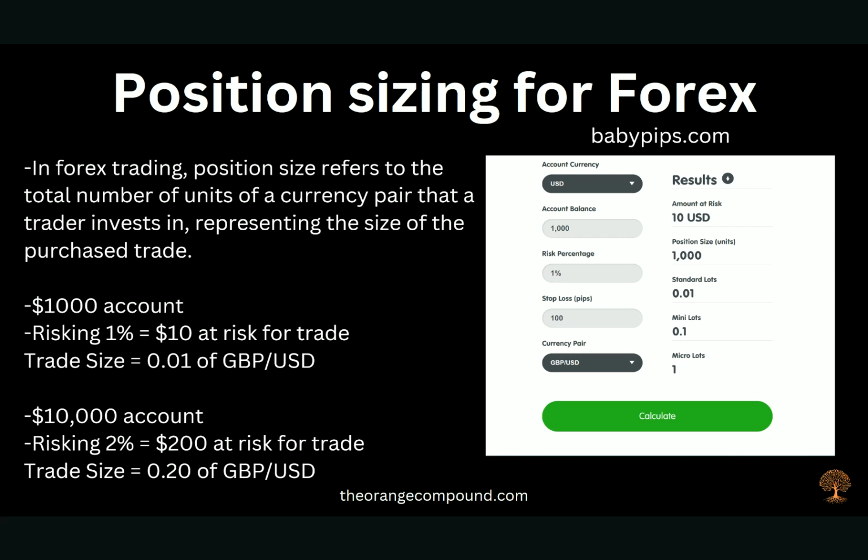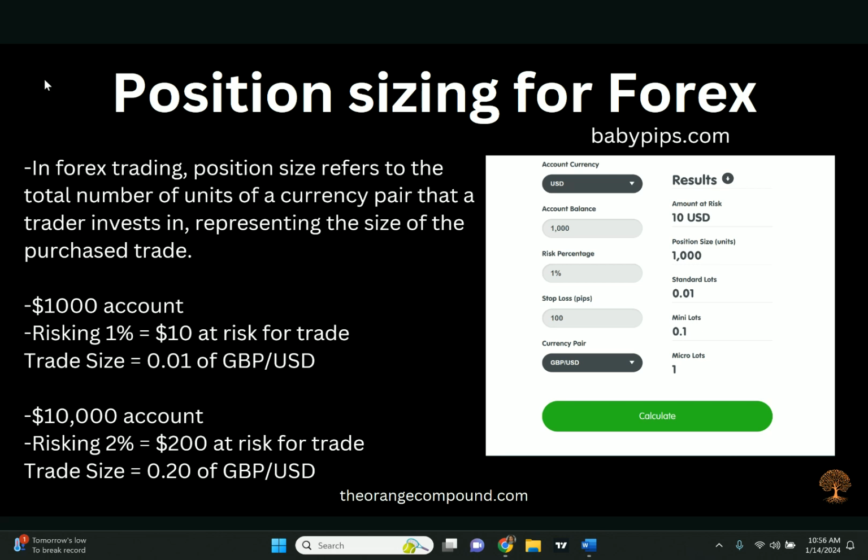Position sizing for Forex. In Forex trading, position size refers to the total number of units of a currency pair that a trader invests in, representing the size of the purchase trade. So I have 2 examples down here. I have a $1,000 account, risking 1% equals $10 at risk for the trade. The trade size for that position would be 0.01 lots of GBP USD.